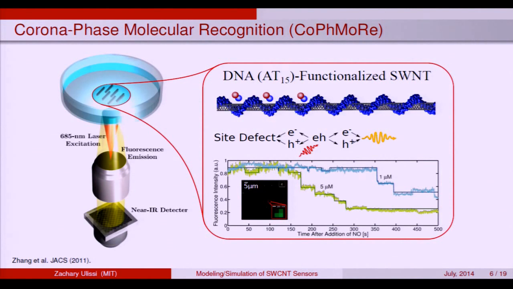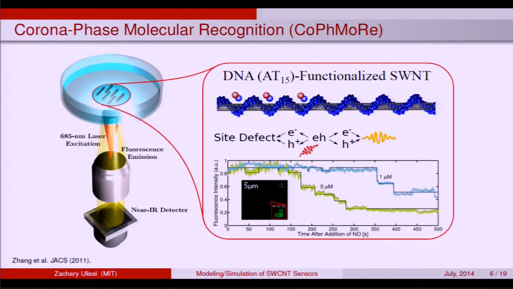So we use these carbon nanotubes and the fluorescence signal to detect small molecules. And the way that we do that is we wrap the carbon nanotubes in a polymer or a wrapping of interest. As an example, I'll show DNA, AT15 repeating.